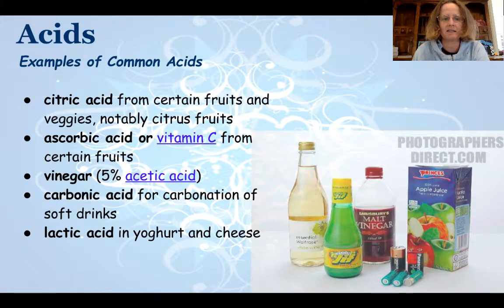Some common acids that you will have met at home. Citric acid, something you find in fruit. Ascorbic acid, also known as vitamin C, found in fruit and vegetables. Vinegar is a weak form of acetic acid or ethanoic acid. Carbonic acid is found in soft drinks. It's why the drinks are fizzy. And lactic acid is found in yogurt and cheese.